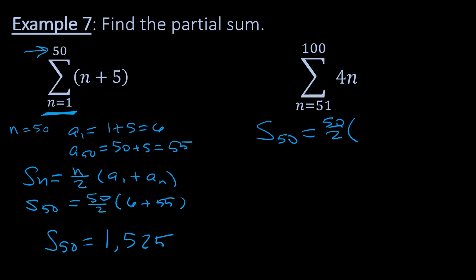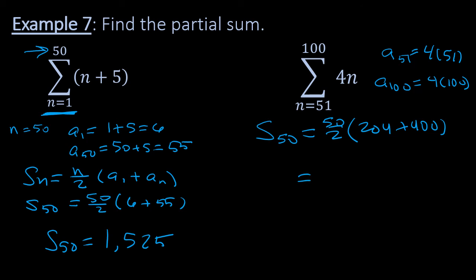And then remember, this is your first term. So a sub 51 is our first term, and we're going to take 4 times 51, which gives us 204. And then my last term is my 100th term, and we're going to take 4 times 100, which is 400. And again, at this point, this becomes a calculator problem. 25 times 604, and we get 15,100. So the sum of these 50 terms is 15,100.